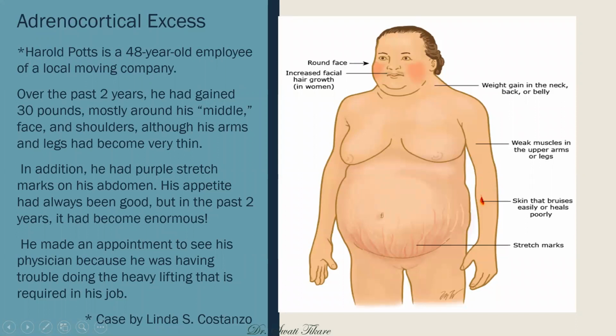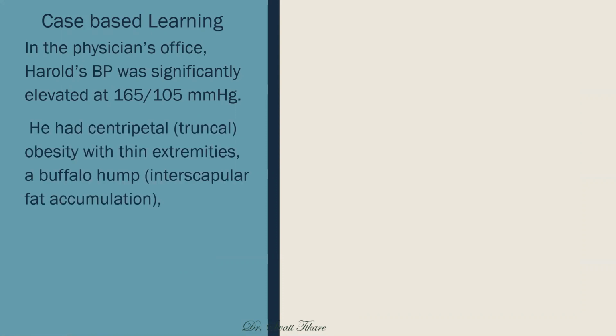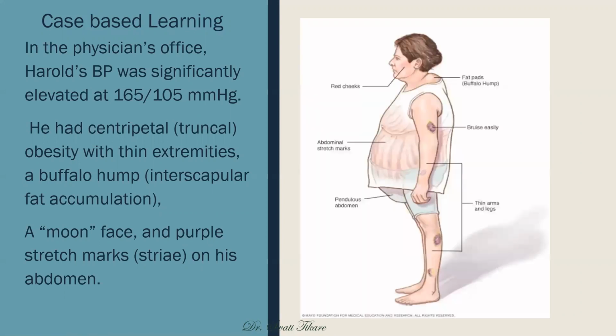So let's continue with the case and see. In the physician's office, Harold's blood pressure was significantly elevated at 165 by 105 millimeters of mercury. He had centripetal, that is truncal obesity with thin extremities, a buffalo hump, that is interscapular fat accumulation between the two scapulae at the back. There was a lot of fat accumulation, a moon face, and purple stretch marks, or what we call striae, on his abdomen. This was the observation of the physician.